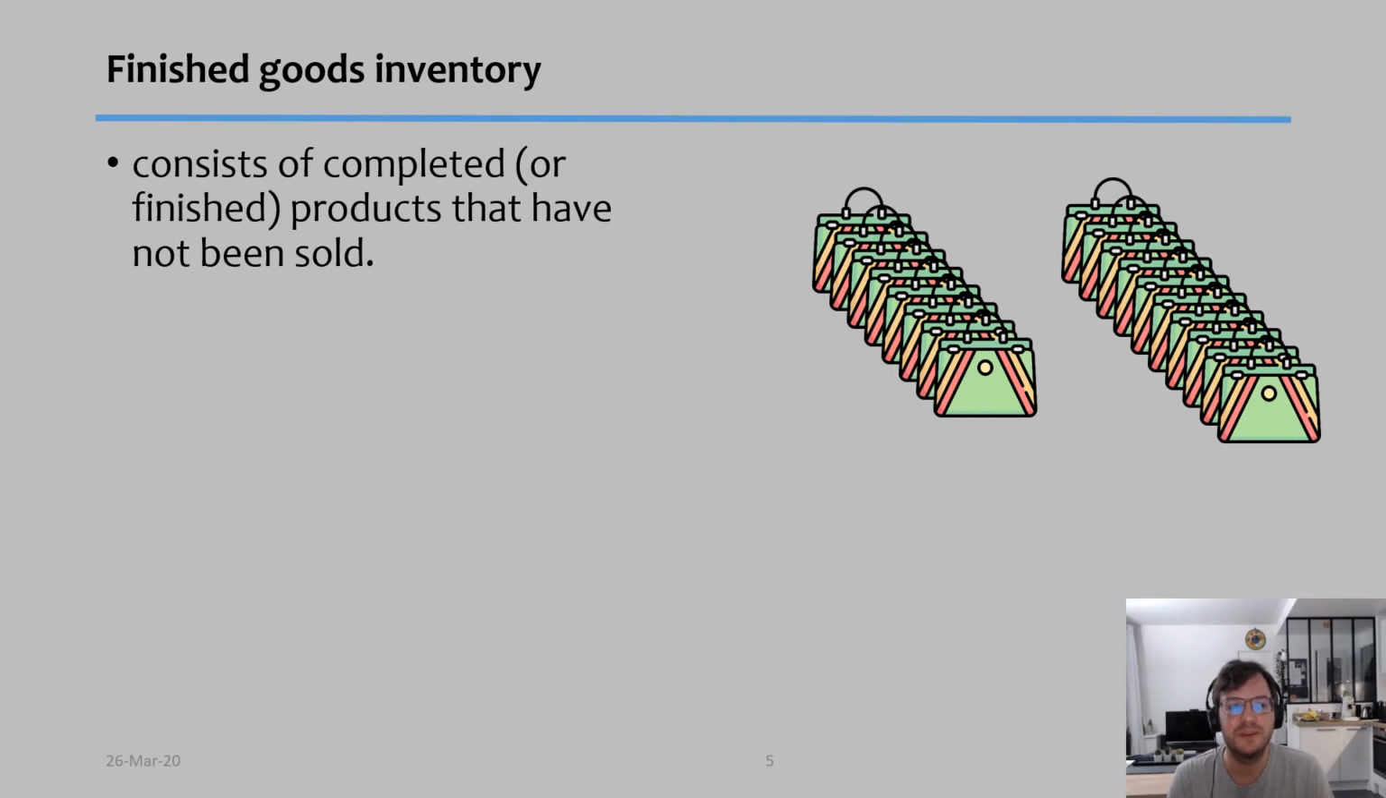The last type of inventory that we have is called finished goods inventory. This is all the inventory we have of products that are done and ready to be shipped and sold. Here I represent it by these lines of purses that are already completed. Therefore, these are the three types of inventory we have: material inventory, work in process inventory, and finally finished goods inventory.